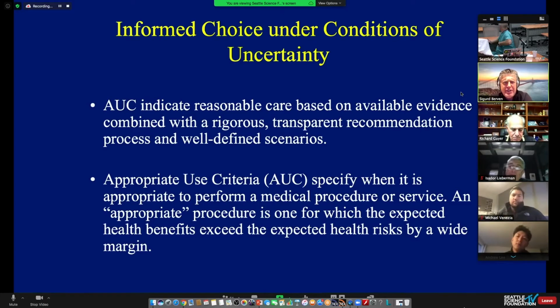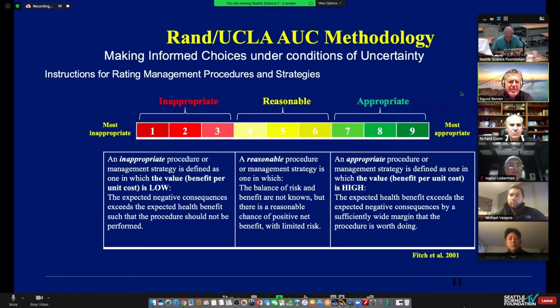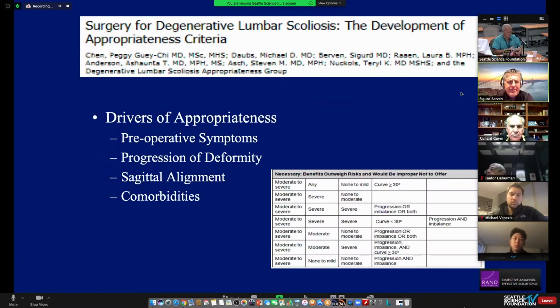One of the areas that we've contributed to has been the use of appropriate use criteria. And the notion here of appropriate use is that an appropriate operation fundamentally is an operation in which the expected benefits exceed the expected risks by a wide margin. And the corollary, of course, is that an inappropriate surgery is an intervention in which the expected risks exceed the expected benefits. And oftentimes, this perception of risk and benefit may be different from the perspective of the surgeon versus the patient versus the other party involved in a risk, which is the healthcare system.